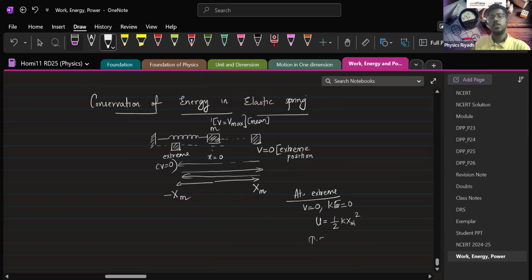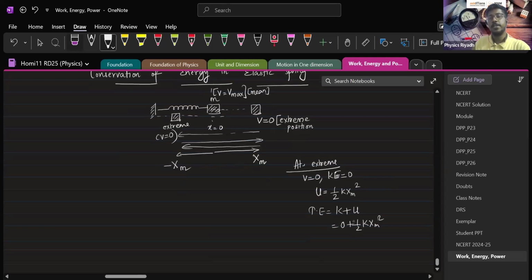So total energy that the spring is having is equal to kinetic energy plus potential energy, that is 0 plus half k xm square. So total energy that the spring is having is equal to half k xm square. The total energy of the spring is equal to potential energy, because kinetic energy is zero. At the mean position, x is equal to 0, and we are assuming the potential energy is 0 at the mean position because x is 0.